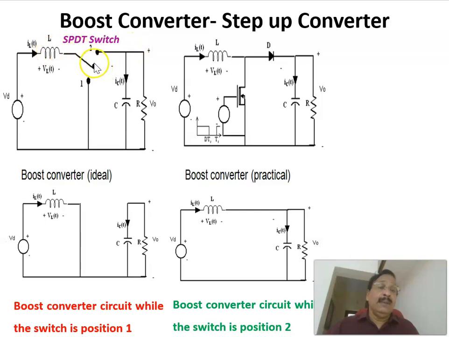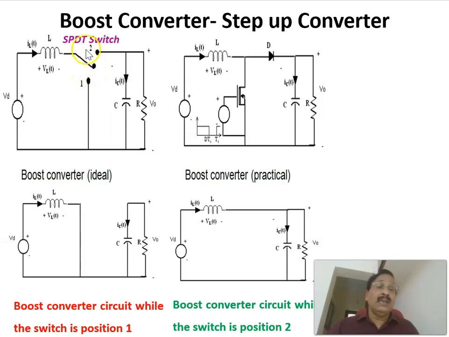Now, for example, the single pole double throw switch, SPDT switch, can be put into position 1 or into position 2. If it is put in position 1, the equivalent circuit is like this one. Then the voltage across the inductor is the same as the input voltage VD, and the current through the load is equal to the discharge current of the capacitor. Therefore, this is the circuit topology when the SPDT switch is put in position 1.